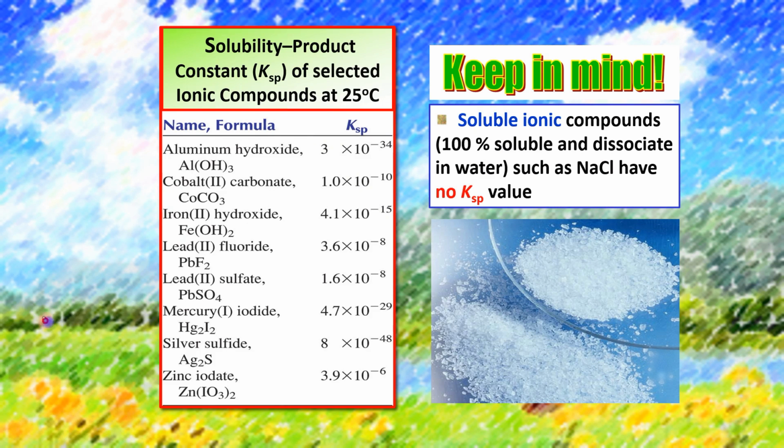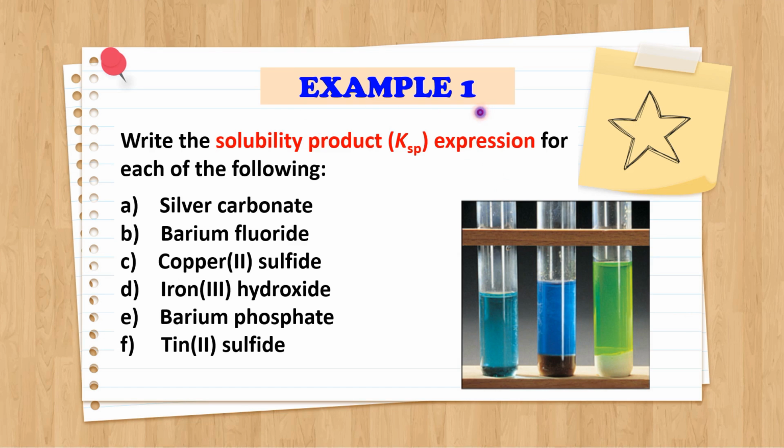Alright, so next, this refers to examples of the solubility product constant Ksp of selected ionic compounds. You have to keep in mind that a soluble ionic compound is 100% soluble and dissociates in water. So that's why NaCl, which is a soluble salt, has no Ksp value. Right, so for example, write the solubility product Ksp expression for each of the following.